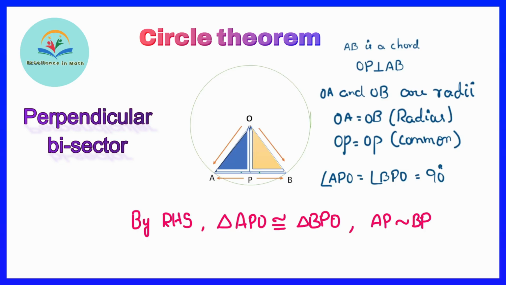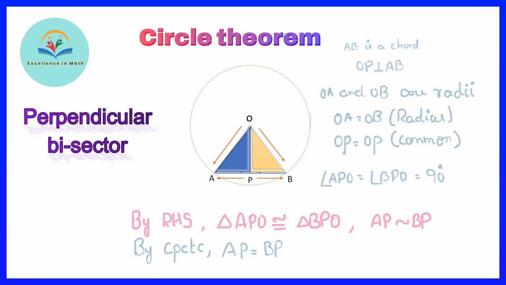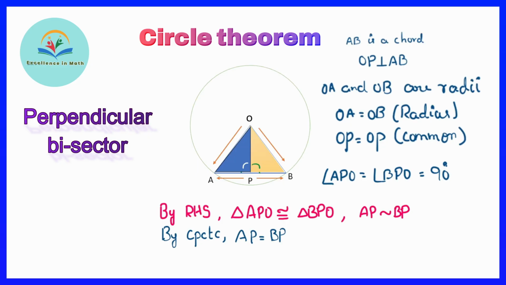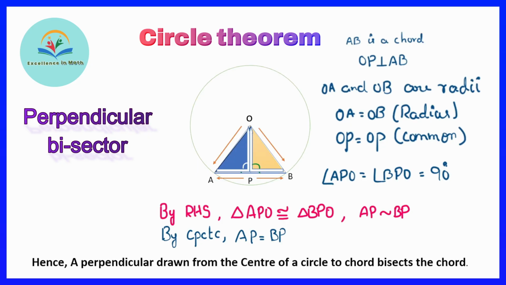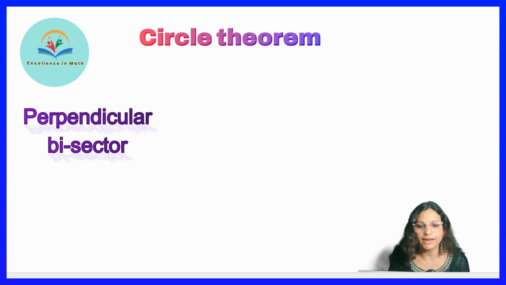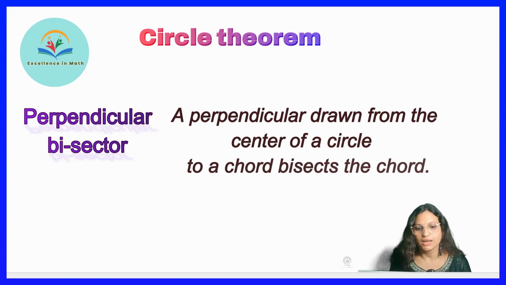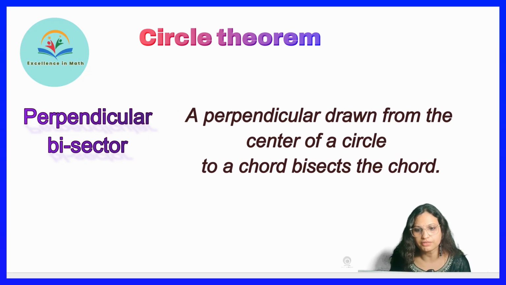Now, by the corresponding parts of congruent triangles criteria, CPCTC, we can say that AP is equal to BP. So we got this: the perpendicular OP divides AB into two equal parts. Am I right? Hence, a perpendicular drawn from the center of a circle to a chord bisects the chord. Hope you got a clear idea about theorem 1, that is the perpendicular bisector theorem. A perpendicular drawn from the center of a circle to a chord bisects the chord.